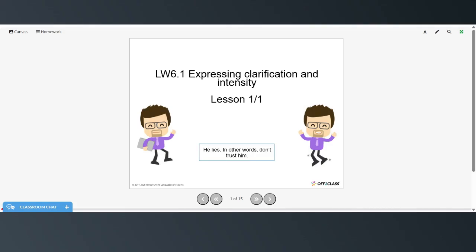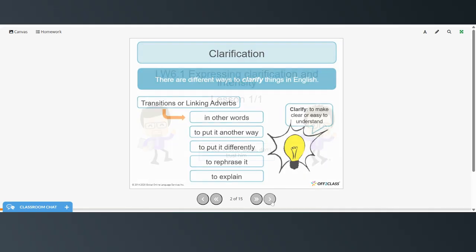This is a B1 level grammar lesson. We're continuing our discussion about linking words. Today we're going to be talking about using linking words to express clarification and intensity. So there are different ways to clarify things in English using transitions or linking adverbs. But first, to clarify means to make clear or easy to understand.